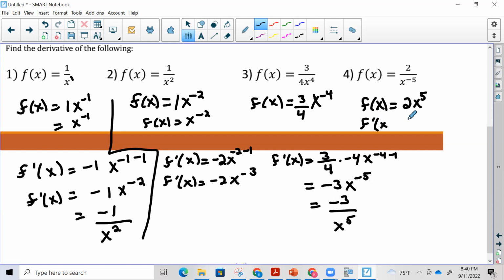Again, the 2 is there, and we multiply it by whatever the derivative of x to the 5th is, which is 5x to the 4th. Okay, again, you bring the 5 down and you subtract 1 from the exponent. And that gives me 10x to the 4th. Okay, so that's how you do the derivative when you have a single variable in the denominator.